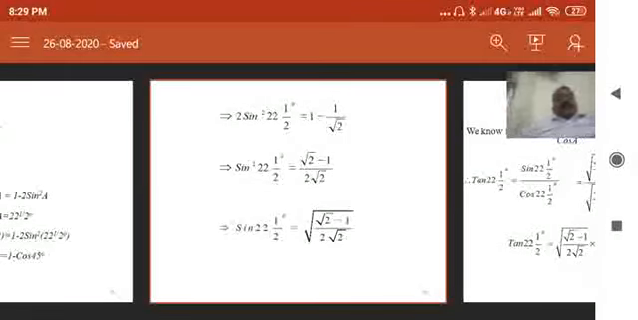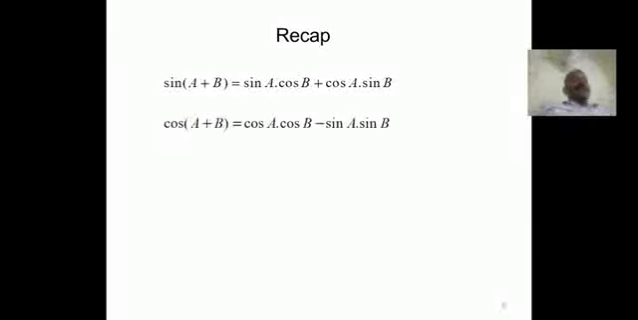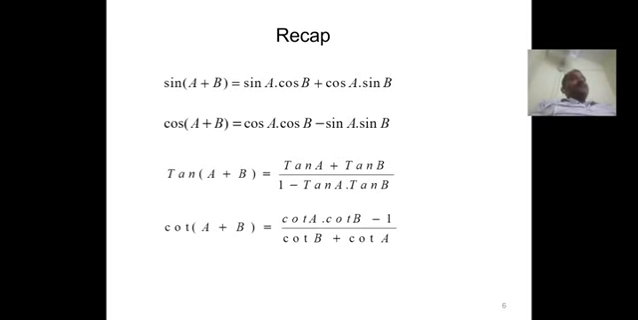So first, for establishing this, we have to recall the principles of compound angles. Sine of a plus b is sine a cos b plus cos a sine b. Cos of a plus b is cos a cos b minus sine a sine b. Tan of a plus b is tan a plus tan b by 1 minus tan a tan b. Cot of a plus b is cot a cot b minus 1 by cot b plus cot a.